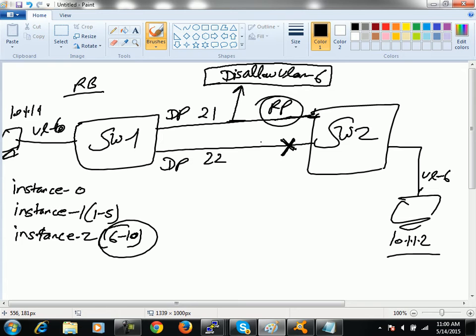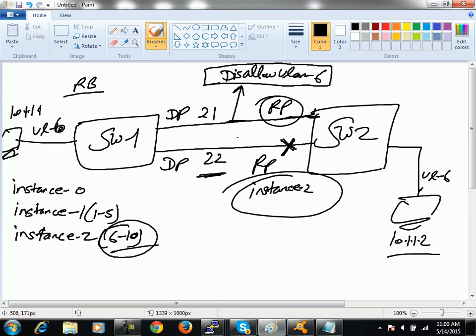It means that now you cannot allow VLAN 6 onto this trunk port 21. So how will you solve this problem now? Make VLAN 6 a native VLAN. Do one thing for instance 2, because VLAN 6 is allowed on 22, right? Yes. VLAN 6 is allowed on 22, and we know very well that this VLAN 6 is part of instance 2. So modify your switch's configuration and configure this port 22 as RP for instance 2. So that now 21 will move into blocking state for instance 2, and VLAN 6 is part of instance 2 and is allowed through this trunk port 22. So now users behind switch 1 and switch 2 can easily communicate with each other.